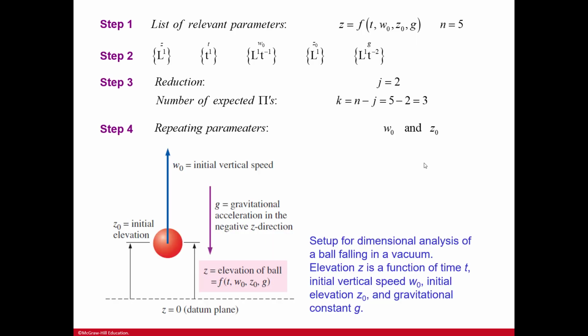Here's the 6 steps again. And here is the example. So you see number 1, list the relevant parameters. You have 5, right? And so then you have step 2, you list all of these. So you have z, t, w0, z0, and g. Okay? And so here you have these. See? And then you can reduce. So j is 2, k is n minus j, so 5 minus 2 equals 3. The repeating parameters are those two.